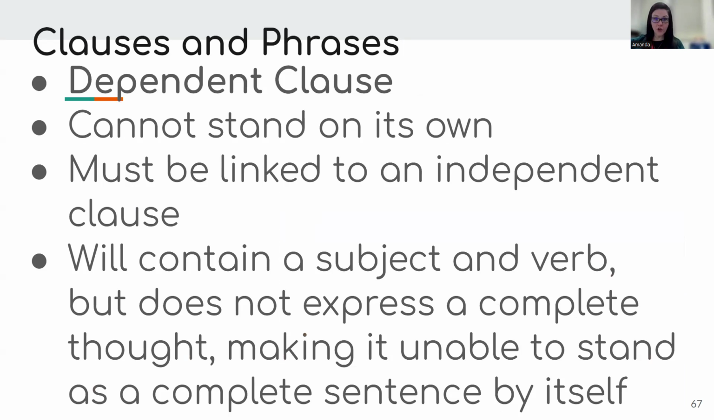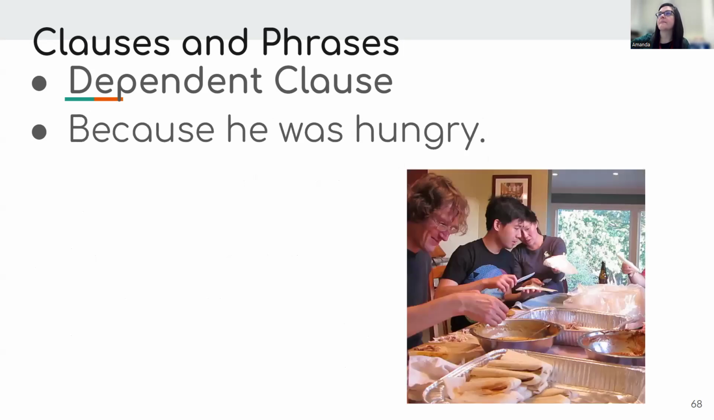A dependent clause cannot stand on its own. It must be linked to an independent clause. It will contain a subject and a verb, but it does not express a complete thought, making it unable to stand as a complete sentence by itself. So you know you're looking at a dependent clause when it usually starts with a key word, meaning it needs more information. Let's look at an example here so we understand what this means.